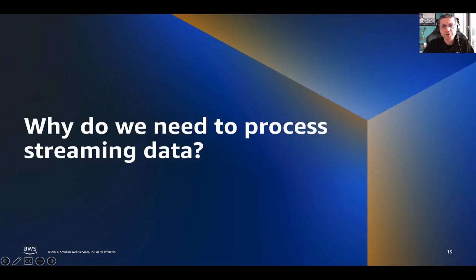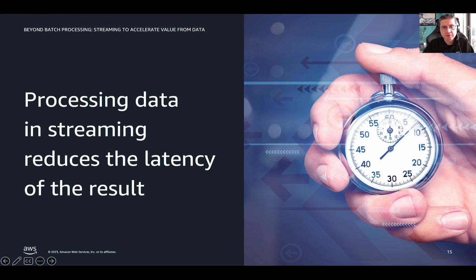But why should we process data continuously in streaming? One of the reasons is to reduce the latency of the result. And with latency, in this case, we refer to the delay between when the actual event has happened or when we ingest it in our system to the moment we can provide the result of our calculation or our analysis so we can act on the basis of that.